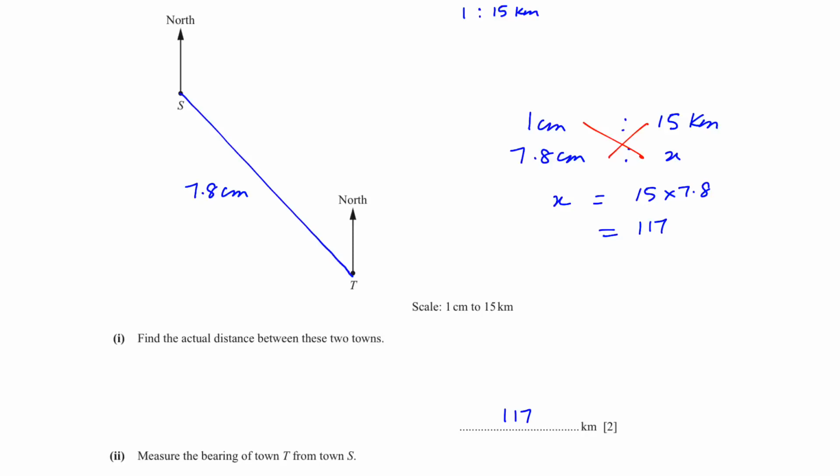Next part of the question, measure the bearing of town T from town S. So we have to measure this using a protractor. Place a protractor here and measure the bearing. The angle that you will get is 137.